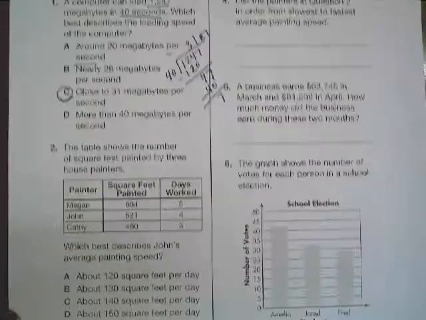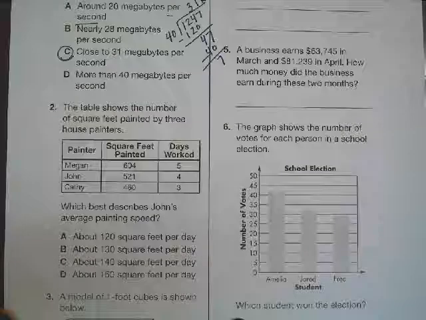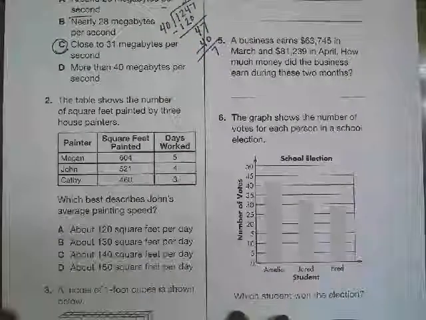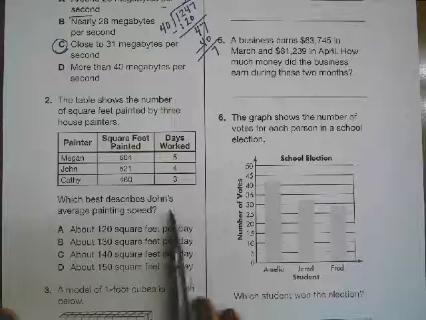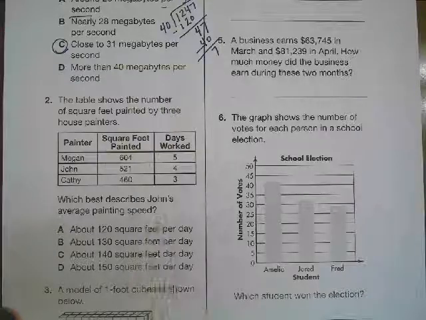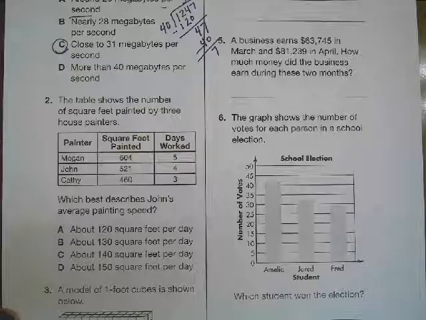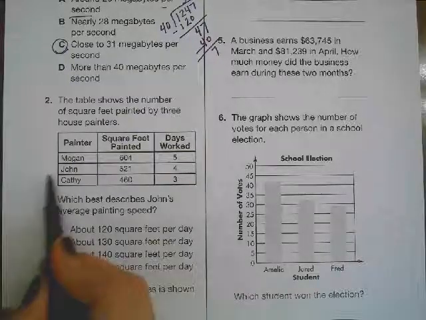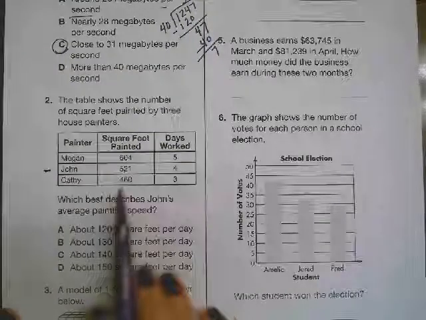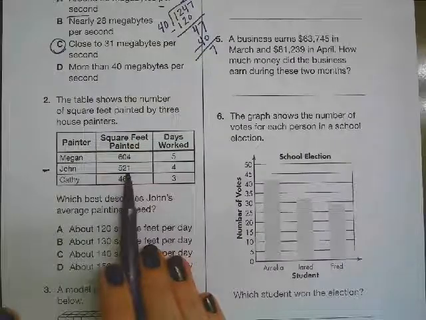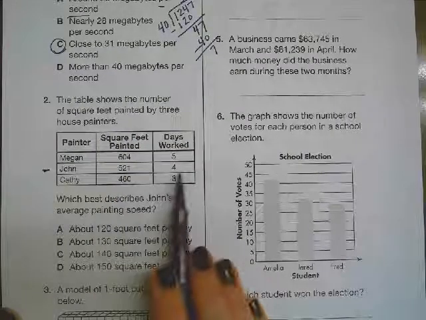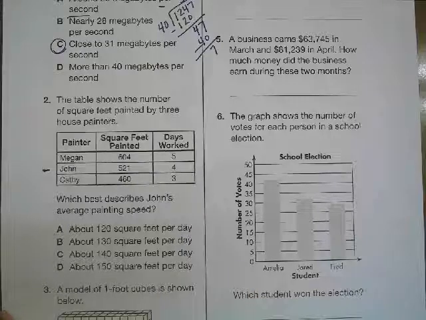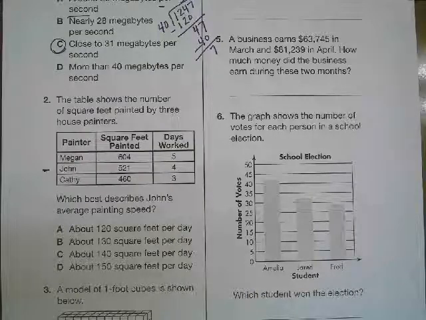Question number 2. The table shows the number of square feet painted by 3 house painters. Which best describes John's average painting speed? We had a question very similar to this last week. And so if you're looking at John here, he painted a total of 521 feet in 4 days. And if you want to know how much he did each day, you're going to be dividing for that question.